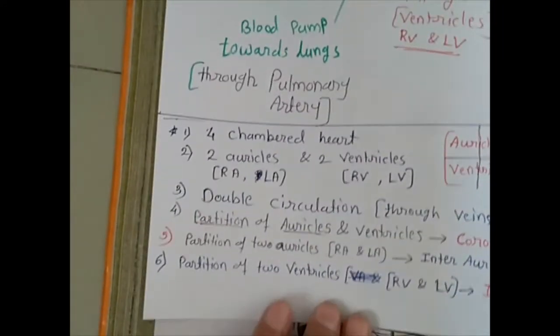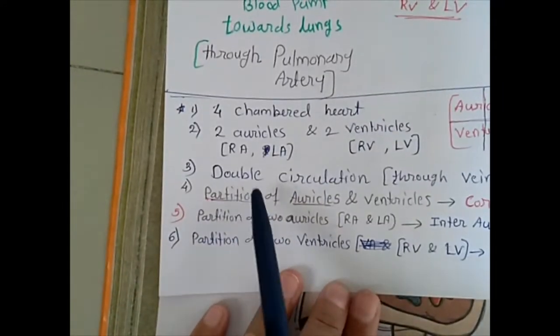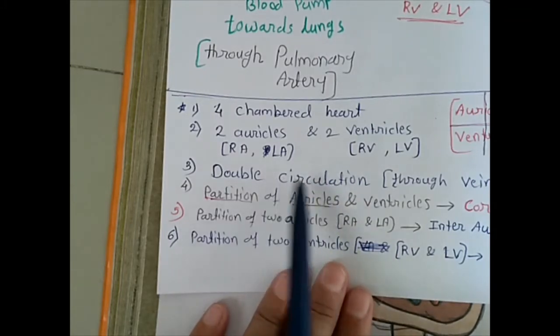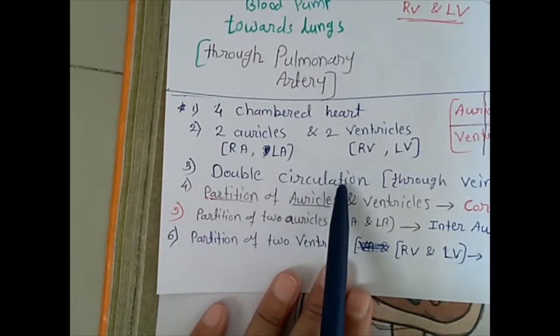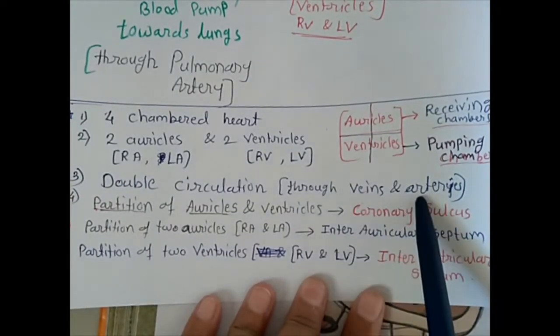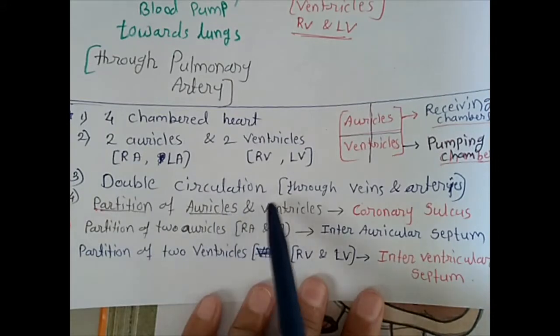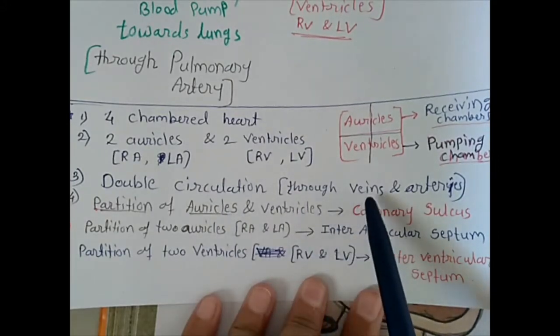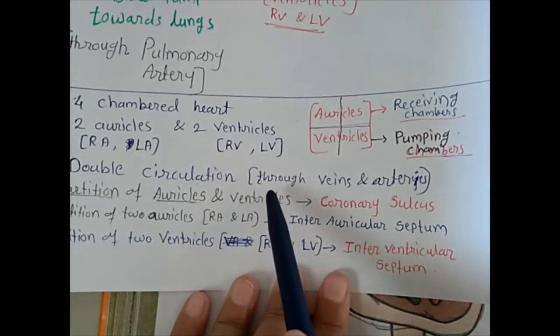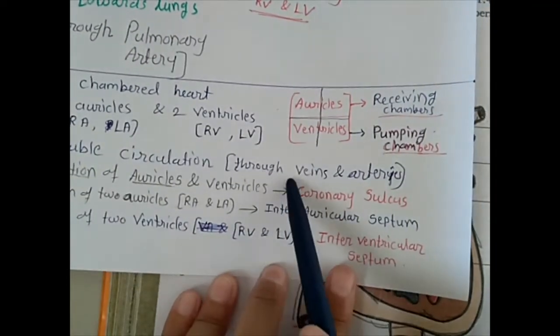The next point is that it has double circulation. In the circulatory system, double circulation is going on through veins and through arteries. The double circulation in our body is performed through the veins and through the arteries.